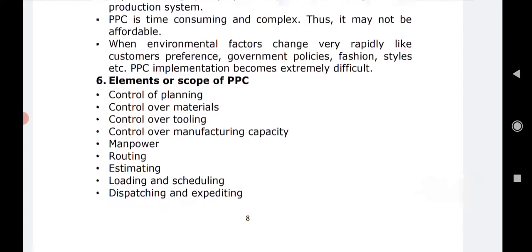First, it is a time consuming process, plus depending on what kind of manufacturing it is, its complexity can also increase. So at times it becomes affordable to only a few units, and all of the units cannot take up the advantage of PPC.